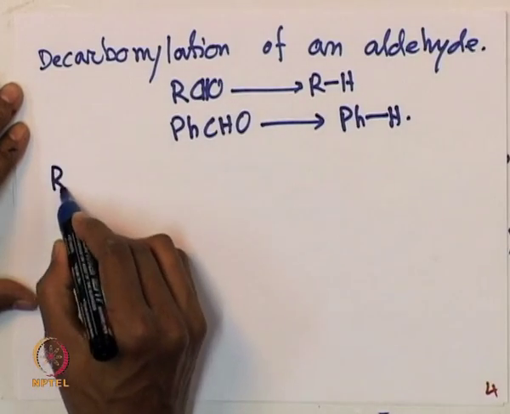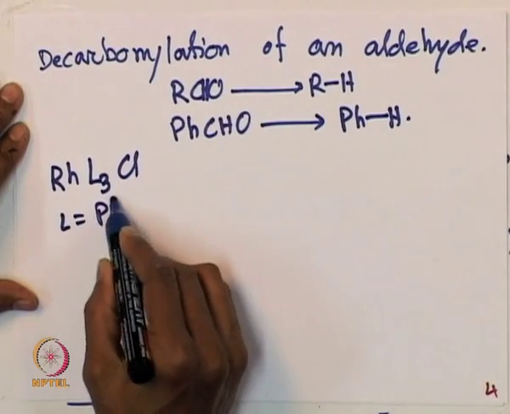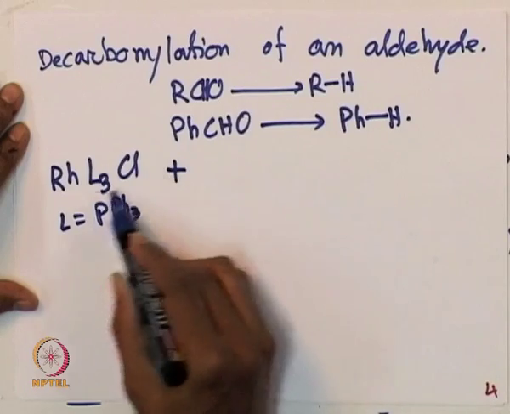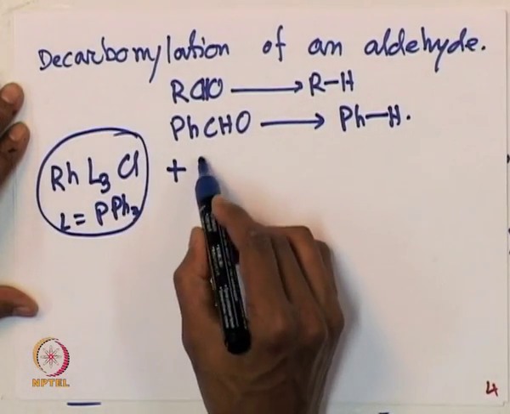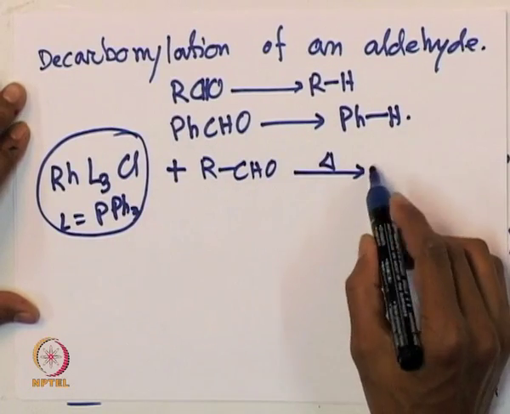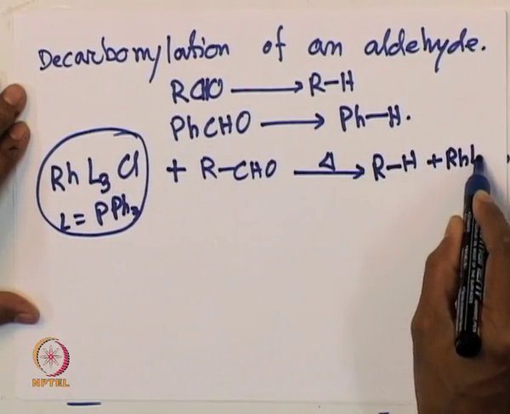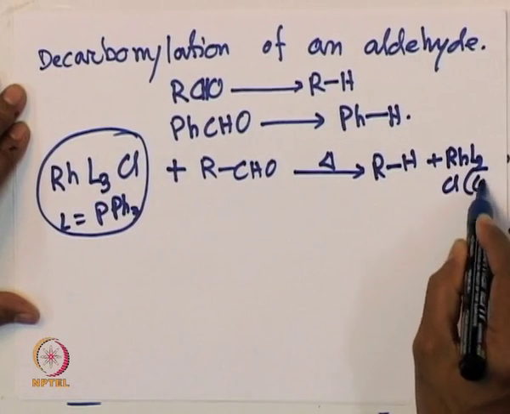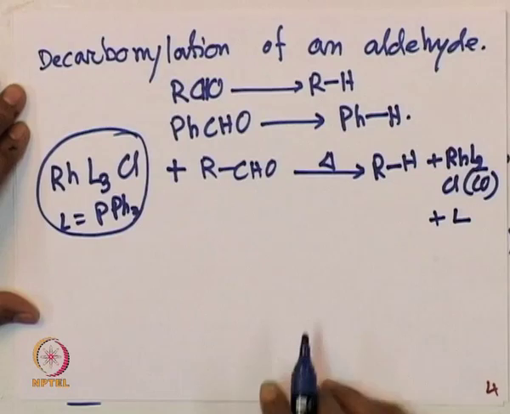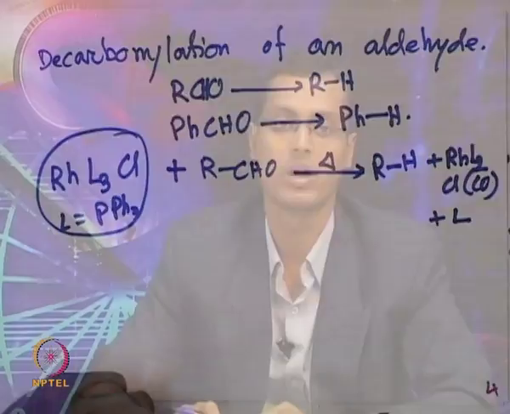What is Wilkinson complex? That is the rhodium complex RhL3Cl, where L equals triphenylphosphine. This Wilkinson complex reacts with an aldehyde, let us say any common aldehyde RCHO. If you heat it, you will get RH plus the rhodium L2Cl(CO) complex along with the ligand coming out. So, how these reactions are happening, this is what we would also like to know. Where is the alpha elimination, or how is the alpha elimination occurring?